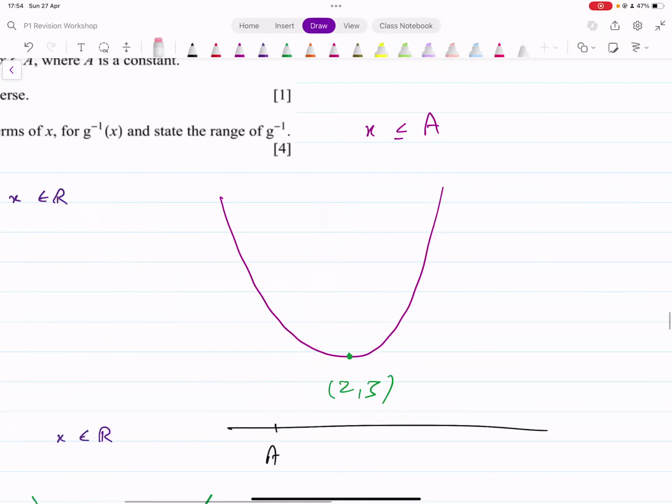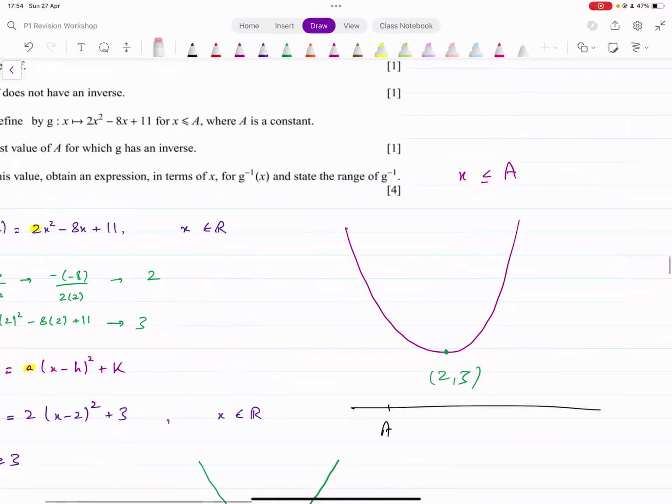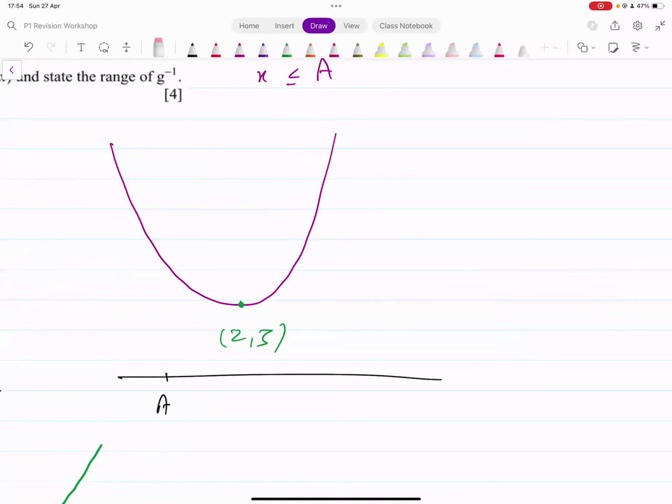This could be one possible value for A, but they are asking us for the largest value for A for which it would have an inverse. So how far can A go toward the right side so that it would still have an inverse? I can start from the left side of this function. I can keep going on. The yellow part still has an inverse. It still has an inverse. I can go up to the turning point. At this point, if I were to go any further, the function would not remain one-to-one.